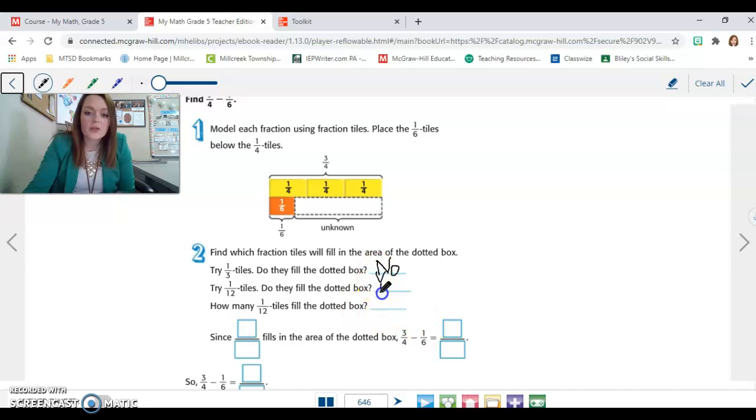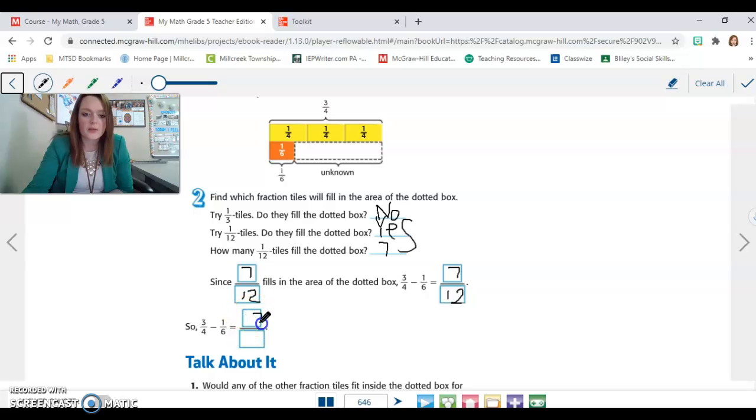Our twelfths tiles do work. We can write yes. How many 1/12 tiles work? 7. So our answer is 7/12. It fills the area of the dotted box. 3/4 minus 1/6 is 7/12. So our answer, again, is 7/12.